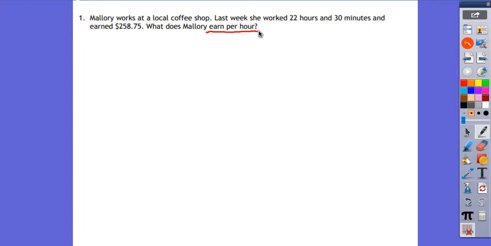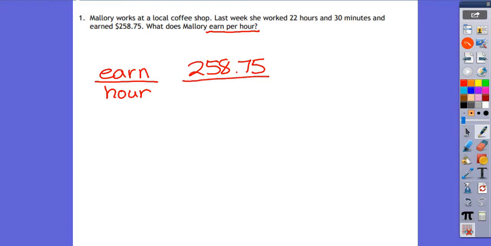That's our key word there. I'm looking for earn per hour. Well, how much money did she earn? $258.75. And how many hours did she have to work to earn that? 22 hours, but she didn't work just 22 hours. 22 hours and 30 minutes out of how many minutes?